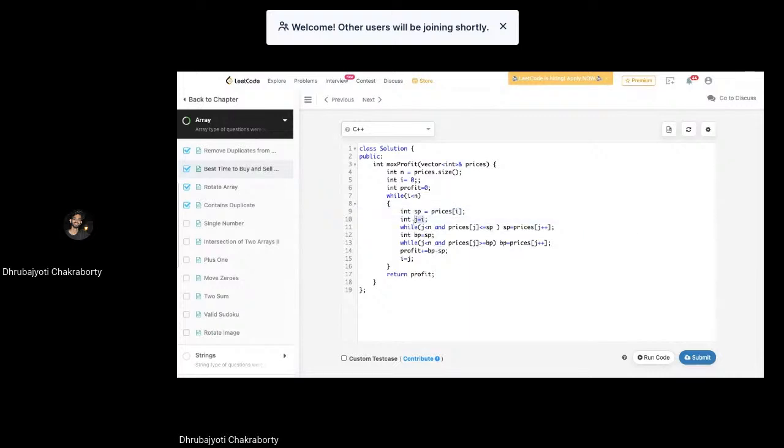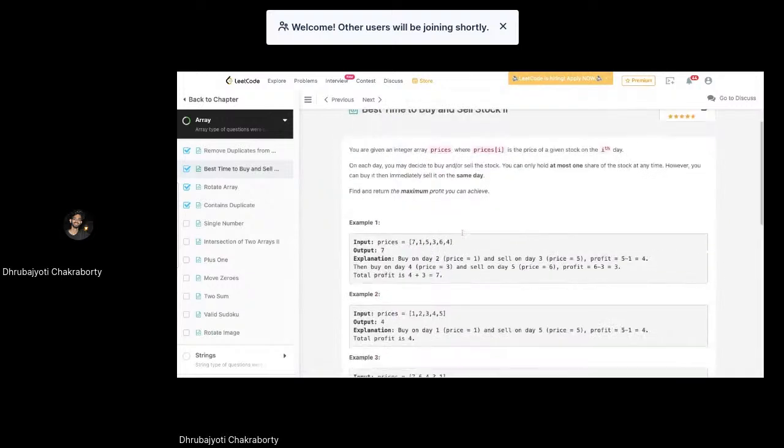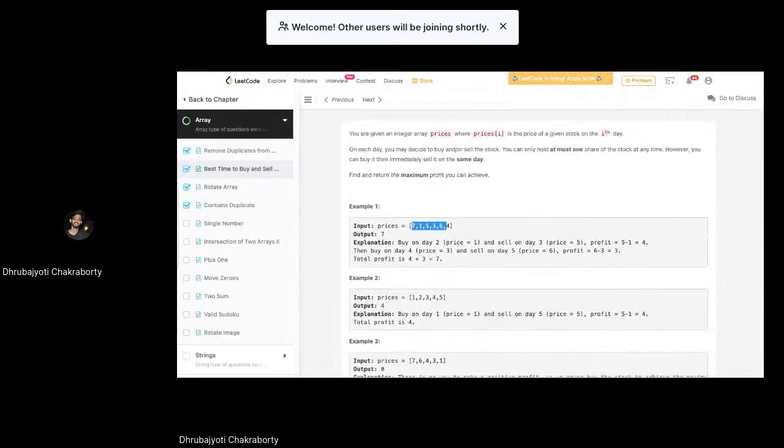Then I can consider j and i. So I'll compare j to be a value where I'll be checking. If I just again take the test case here, I have 7 1 5 3 5 6 4.